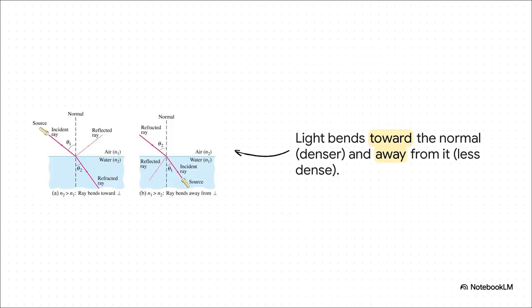And these diagrams show it perfectly. See that dotted line? Physicists call that the normal. Just think of it as a reference line that's perfectly perpendicular to the surface. It helps us measure our angles. So on the left, light goes from air into water, from a less dense to a more dense medium. See how it bends toward the normal? And on the right, it's the opposite. Going from water back to air, it bends away from the normal. That's the rule, every single time.